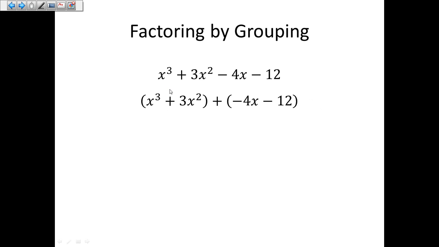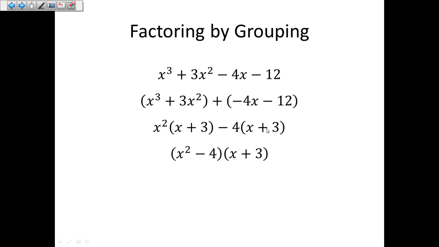Now what I'm going to do is factor anything I can out of the first set of parentheses and factor anything I can out of the second set of parentheses. Well, out of that first set I can factor an x squared. Out of the second set of parentheses I can't factor out any x's, but I can factor out a negative 4. Now you'll notice you're doing this correctly when you see the exact same thing in the parentheses. So now I factor out the x plus 3, and I'm left with x squared minus 4. Notice x squared minus 4, and then my x plus 3. So that's how we factor by grouping.